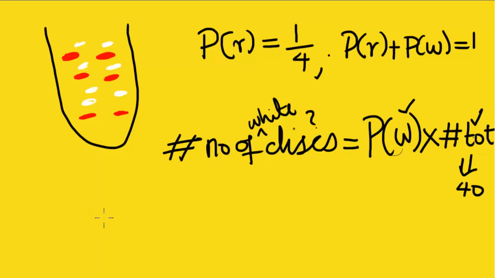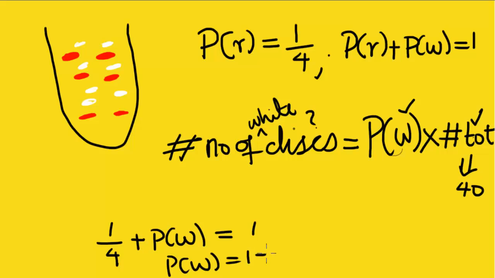And if I just come here and basically continue this equation, we know the probability of picking a red disk is 1/4. Probability of picking a white disk, we don't know. The total probability is 1. So simplifying this, you can get that probability of picking a white disk is 1 minus 1/4, which is 3/4. So now we know that the probability of picking a white disk is 3/4.